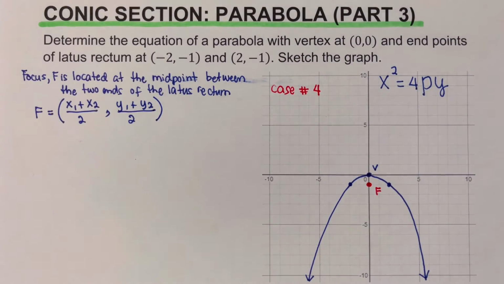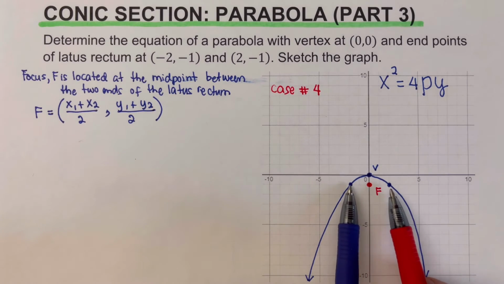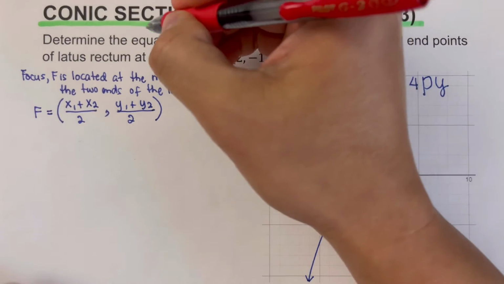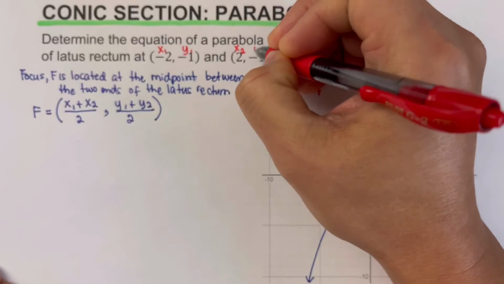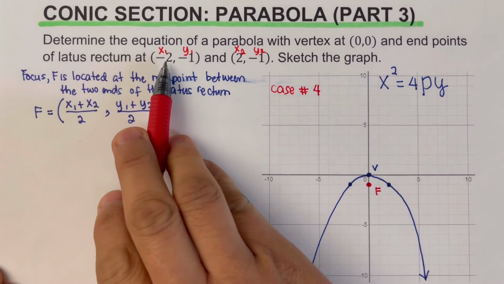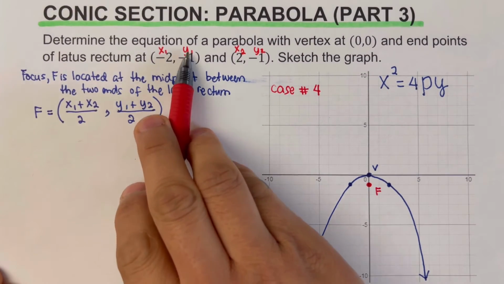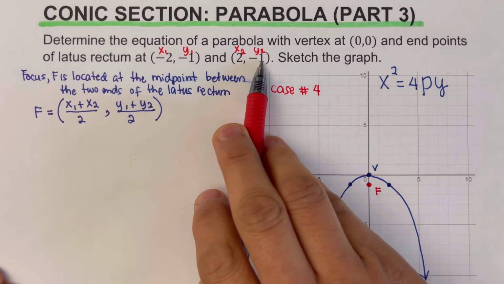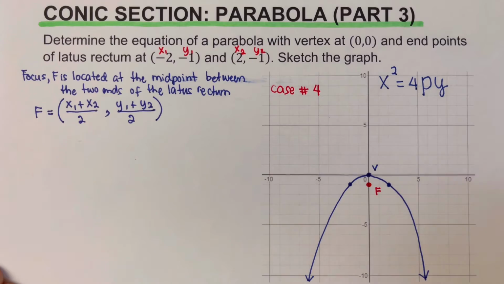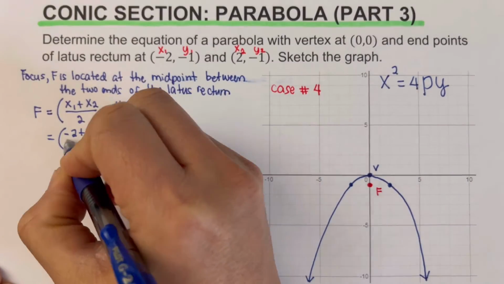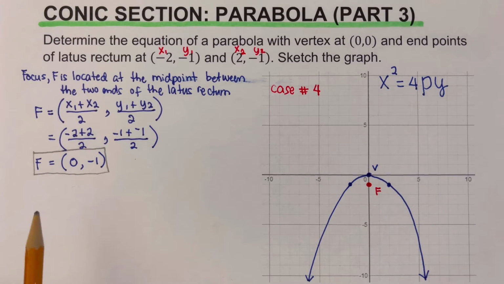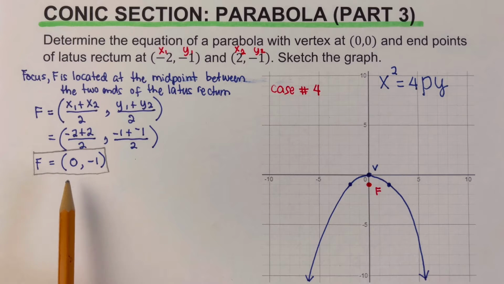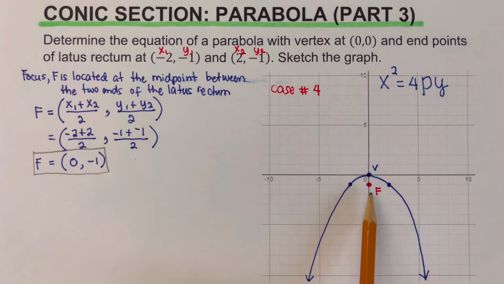So this is the midpoint formula. Now we remember that the 2 points here are the endpoints of the latus rectum, so we can label them as x sub 1, y sub 1, and x sub 2, y sub 2. So I am going to plug -2 for x sub 1, -1 for y sub 1, 2 for x sub 2, and -1 for y sub 2 into this equation. And so this will come out. Okay, so we have proven that our focus is located at (0, -1), and that's how it shows on the picture right here.